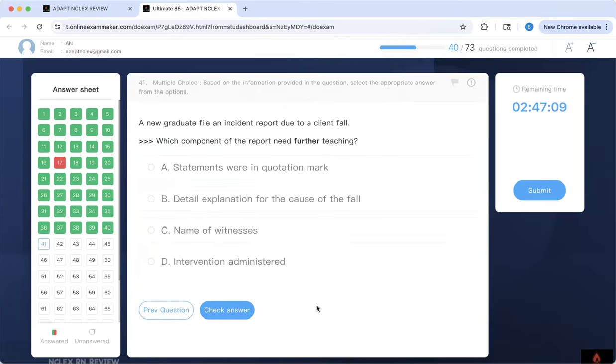A new graduate files an incident report to the client after a fall. These are the safety questions we have to get to. We are now in safety, after infection control and risk reduction, fundamentals, next generation class. Now we are on safety. NCLEX safety questions. Which component of the report needs further teaching?